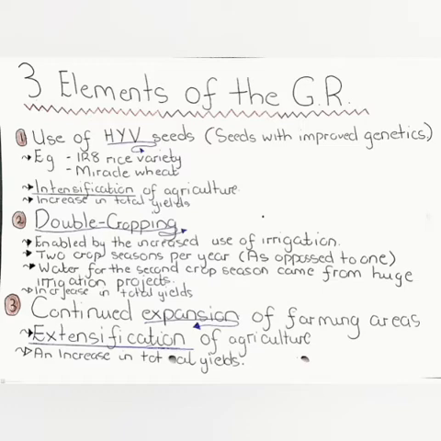This basically refers to having 2 growing seasons as opposed to 1, and this was enabled by irrigation systems being improved. And finally 3, which is our continued expansion of farming areas, which is also referred to as the extensification of agriculture. For all 3 elements of the Green Revolution, the main purpose was to ensure that there was an increase in total yields.